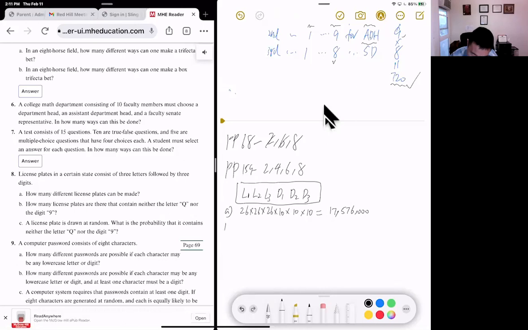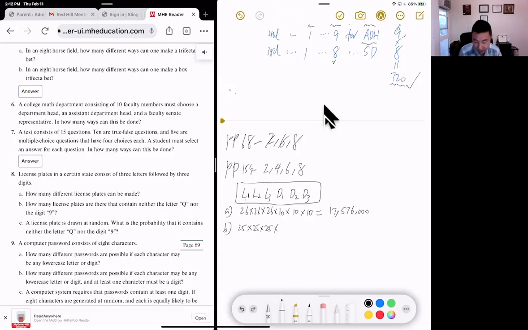All right. Part B. How many license plates are there that contain neither the letter Q nor the digit 9? Okay, so we cannot use Q or 9 in that. Again, for the 6 different steps, because we cannot choose Q, we only have 25 choices for the letter 1. So that is 25.